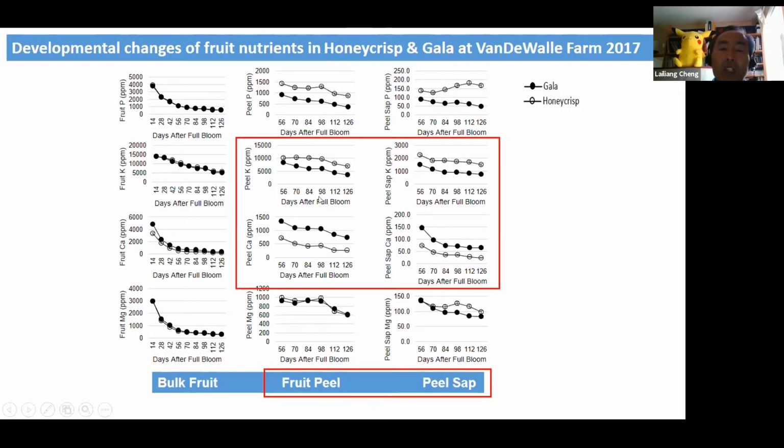If you look at the peel tissue, the dried peel tissue, Honeycrisp fruits have significantly lower calcium level than Gala, but significantly higher potassium level than Gala in the dried peel tissue. In the sap, a very similar trend. And we also compare fruits without bitter pit at harvest. The sap analysis is typically more sensitive than the dried peel tissue analysis.